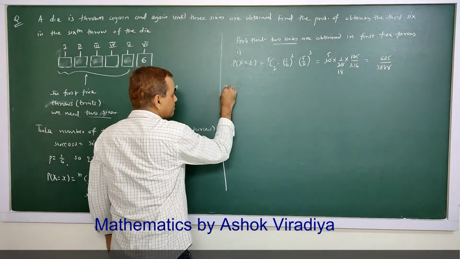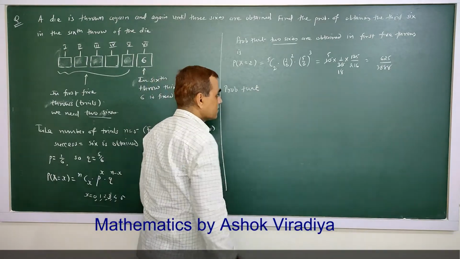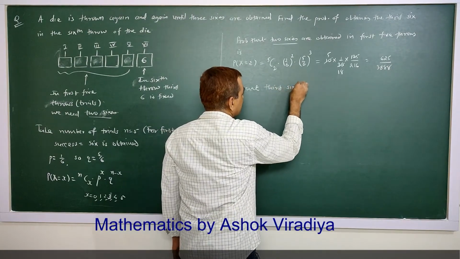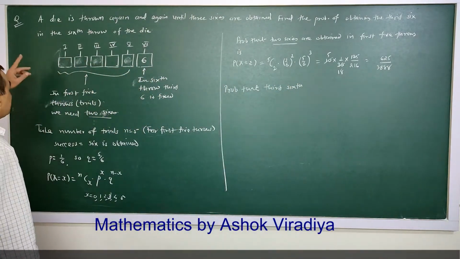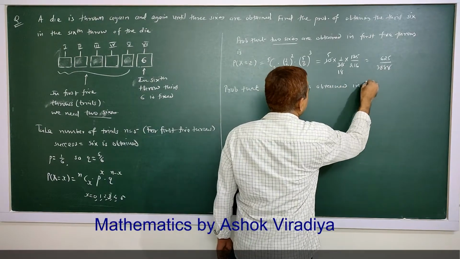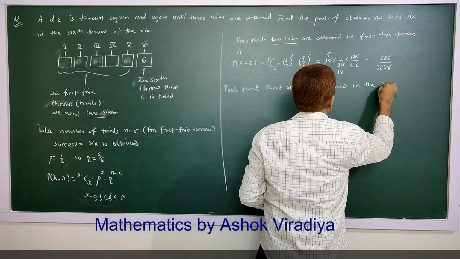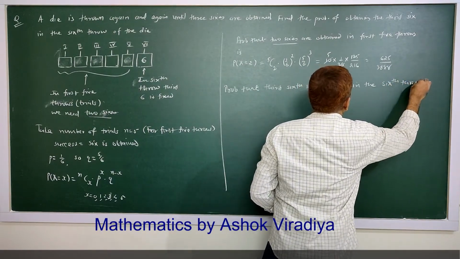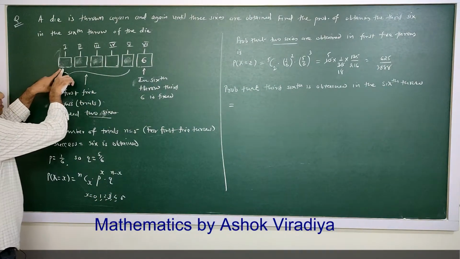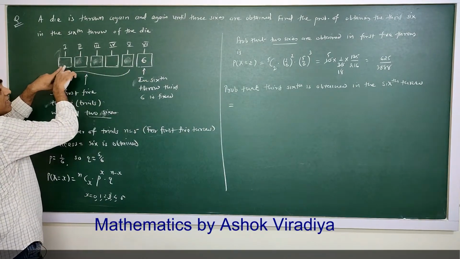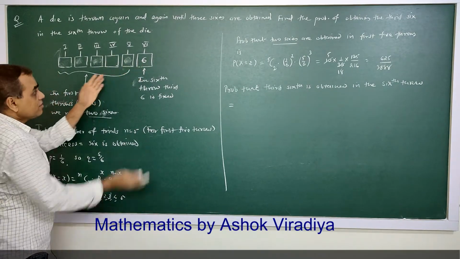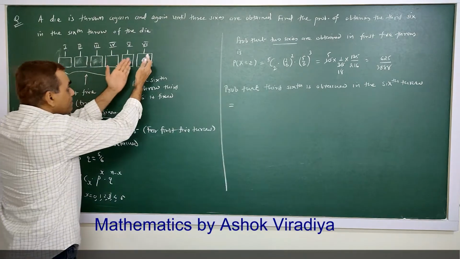So the probability that the third 6 is obtained in the 6th throw is equal to... Third 6 in the 6th throw means the occurrence of this event and the occurrence of this event is a must. So it is the probability of this event into the probability of this event.